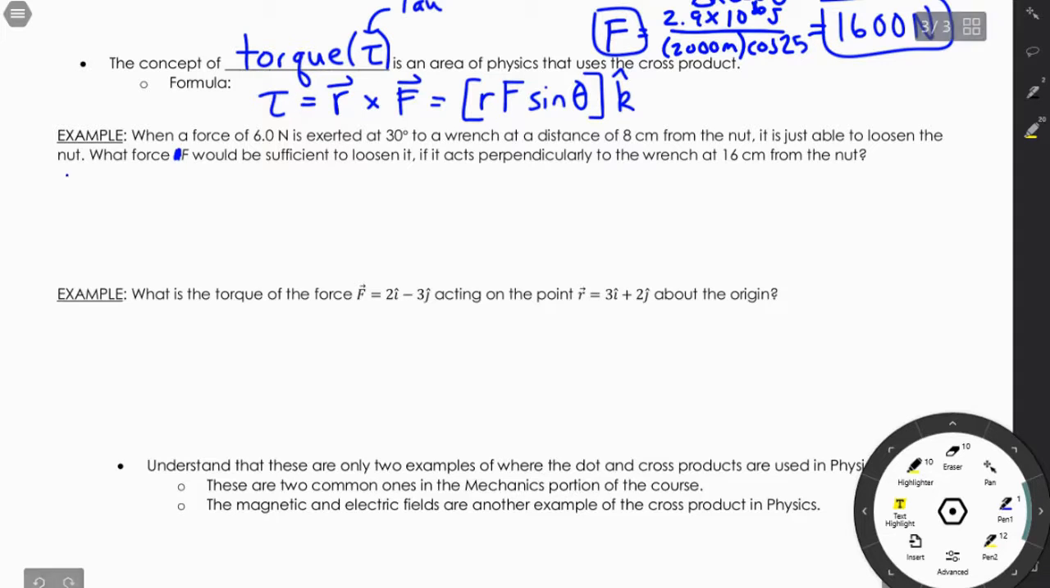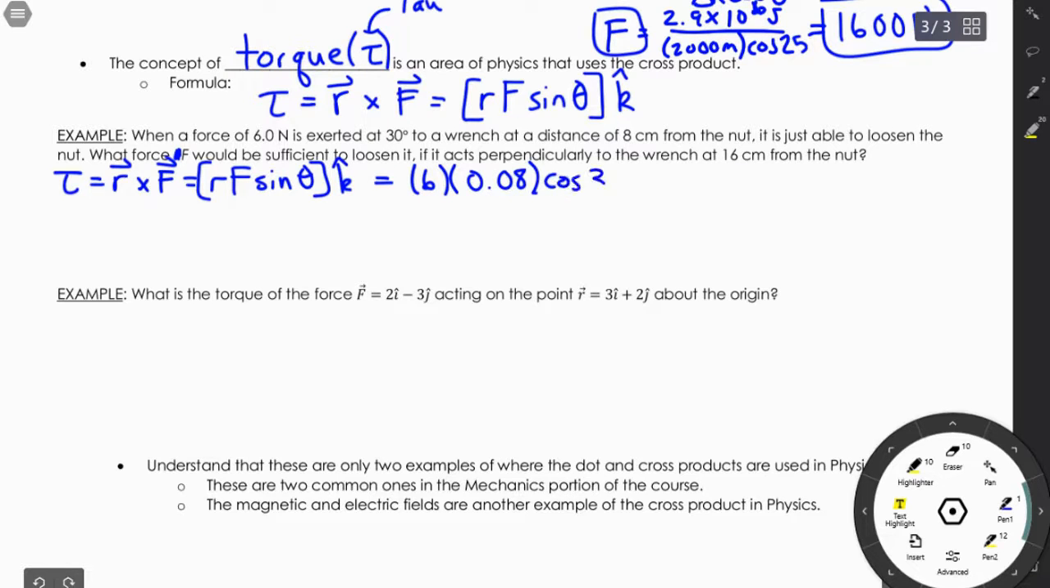Okay, so the first thing we need to do is find out how much torque is applied. Right, so tau is R cross F, or RF sine theta, right? And we have our K hat, right? So that's going to give us the direction. And so what we're going to do is we're going to plug in our values. So it's going to be 6 newtons exerted at 0.08 meters sine 30. And so we have a torque of 0.24 Newton meters, okay, that's needed.